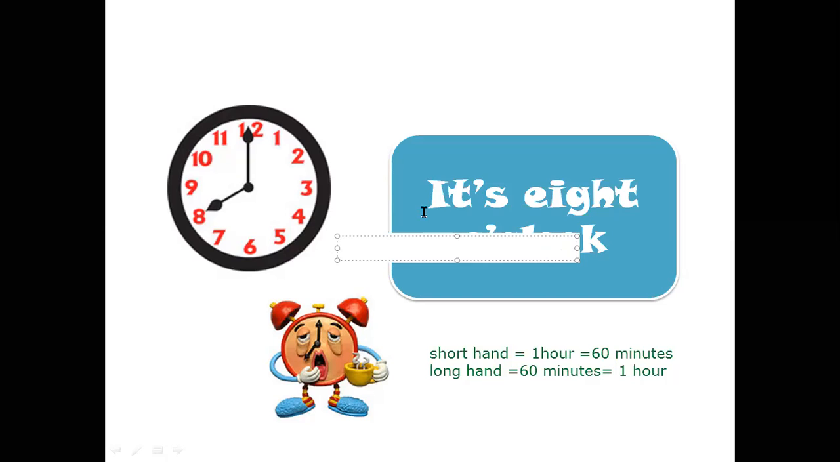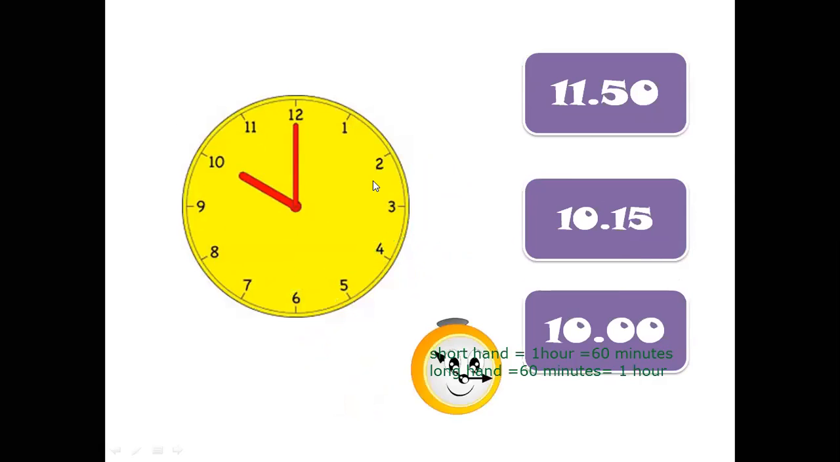First of all, we see the small hand. Then we see the longer hand, because the small hand tells us hours and the longer hand tells us the minutes. So here the longer hand is on 12 and the shorter one is on 8. Okay, here is the quiz.